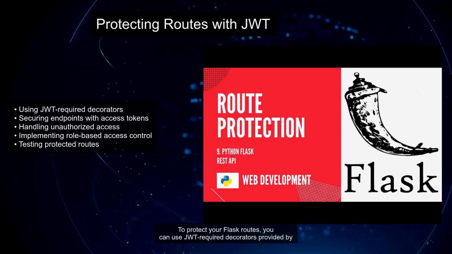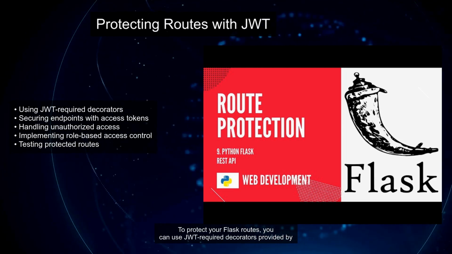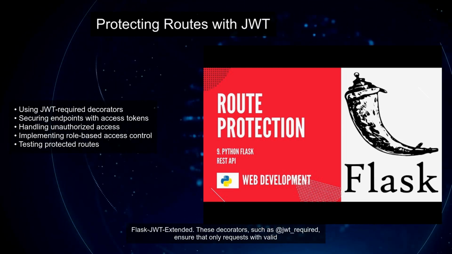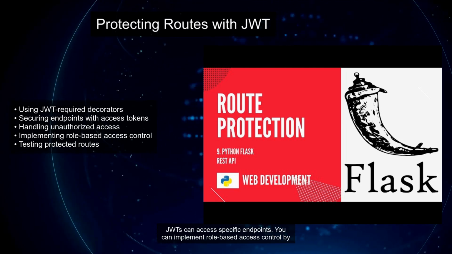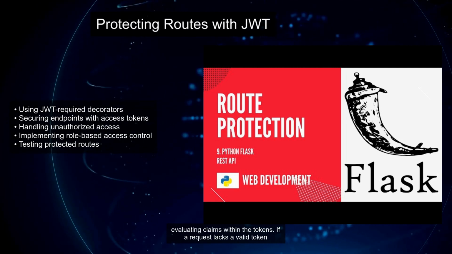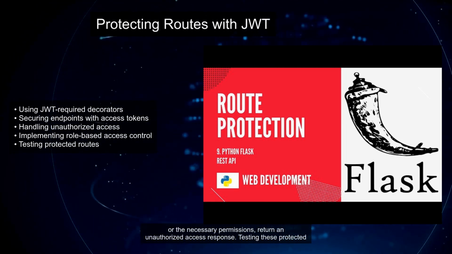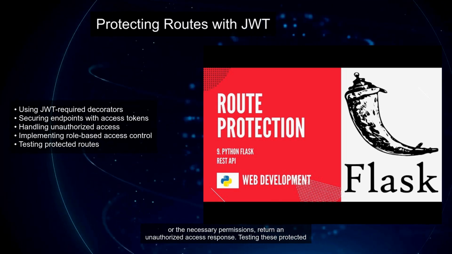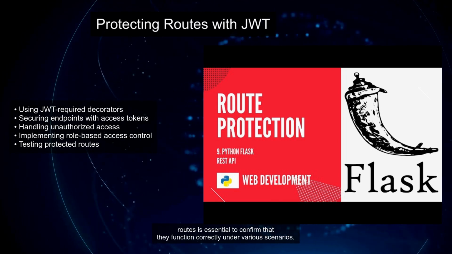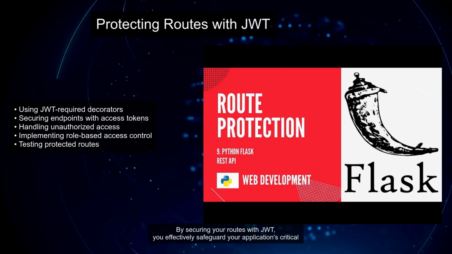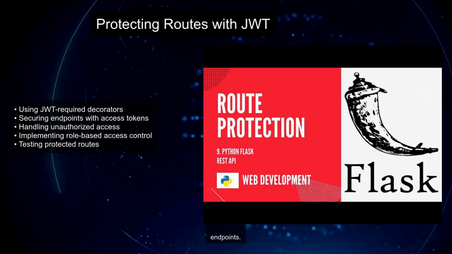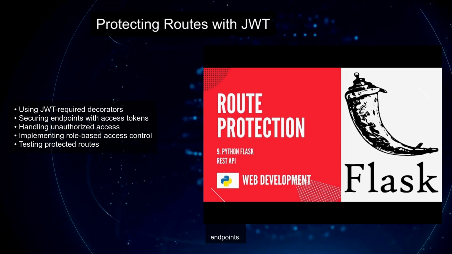To protect your Flask routes, you can use JWT-required decorators provided by Flask-JWT-Extended. These decorators, such as @jwt_required, ensure that only requests with valid JWTs can access specific endpoints. You can implement role-based access control by evaluating claims within the tokens. If a request lacks a valid token or the necessary permissions, return an unauthorized access response. Testing these protected routes is essential to confirm that they function correctly under various scenarios. By securing your routes with JWT, you effectively safeguard your application's critical endpoints.